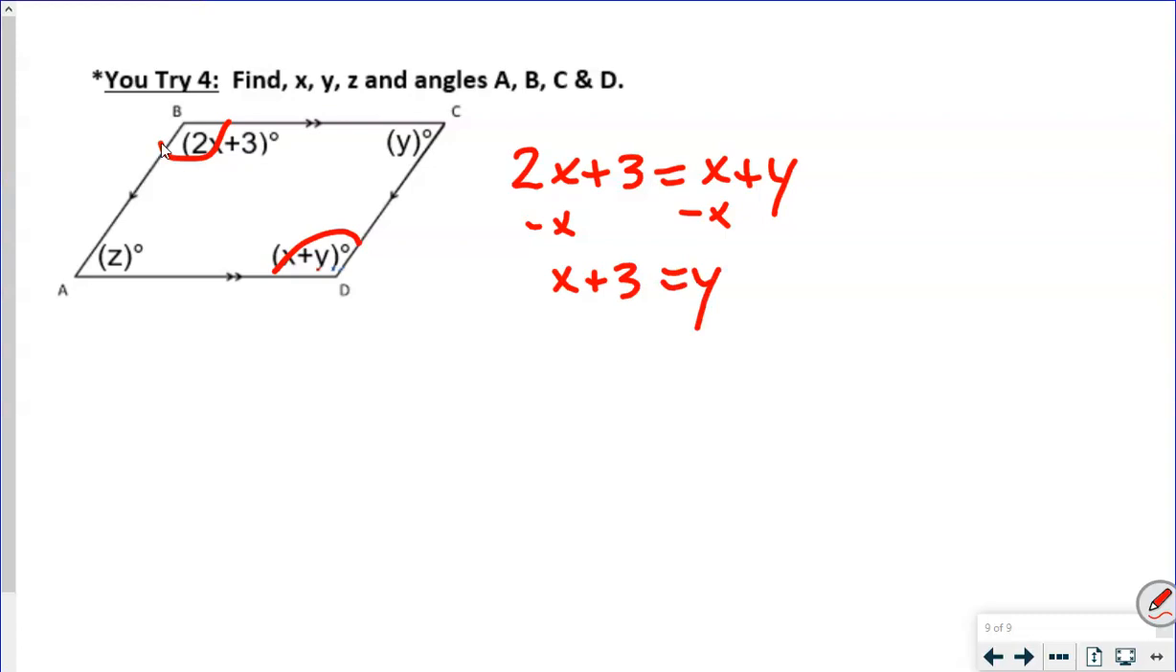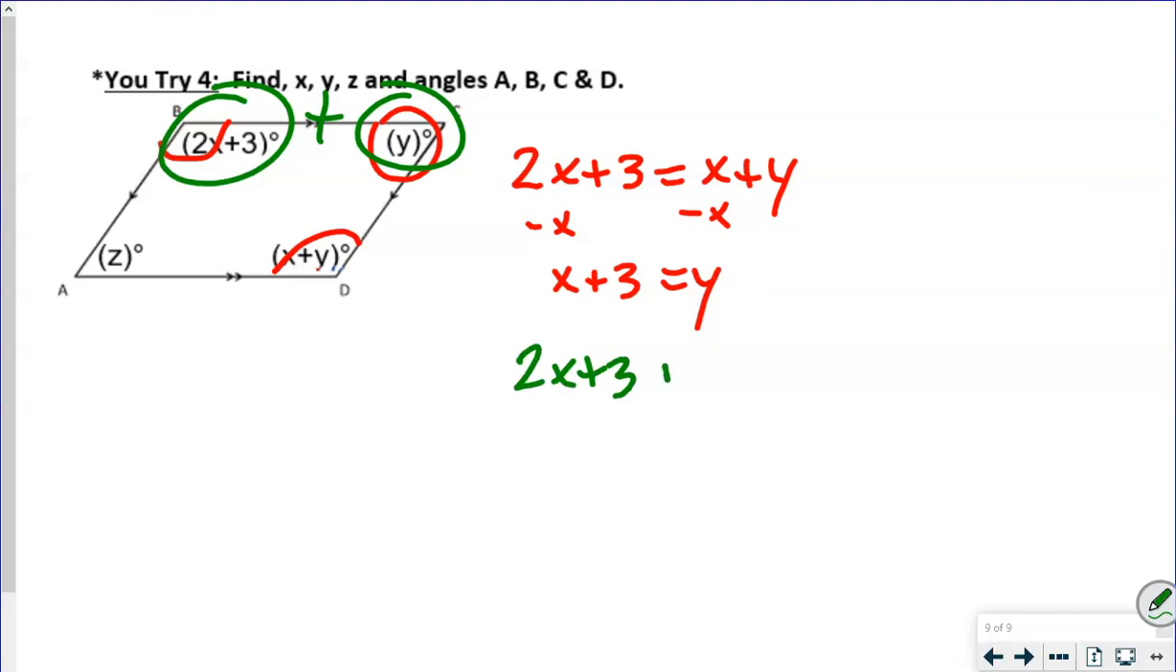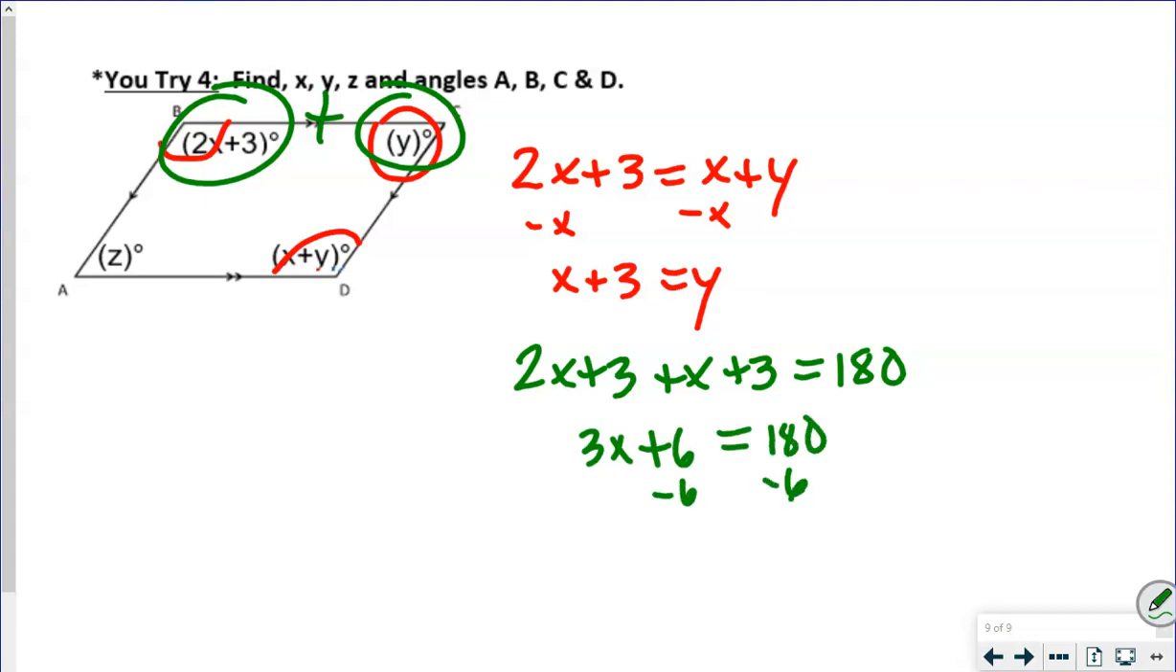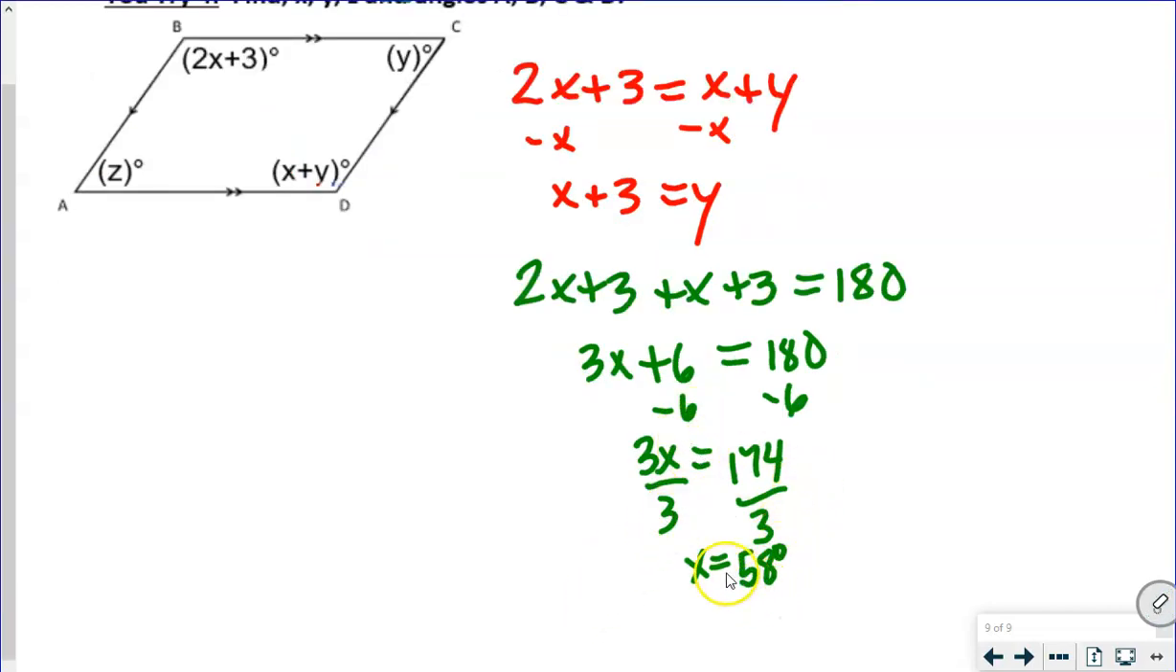So now that I know what y is, I can put it up here, can't I? So that's what I'm going to do, because now hopefully you know that this angle plus this angle is equal to 180, right? So I'm going to say 2x plus 3 plus my x plus 3, that should equal 180 degrees, right? So 2x plus x is 3x. 3 plus 3 is 6. That equals 180. Subtract 6 from both sides. So that's 3x equals 174. So I divided both sides by 3, and I got x equals 58.